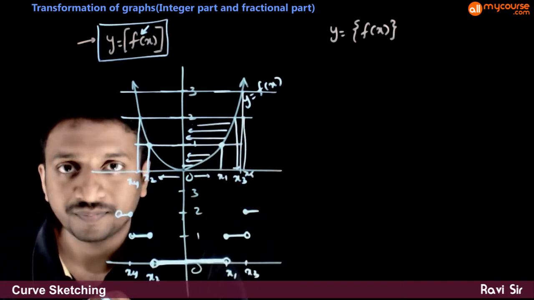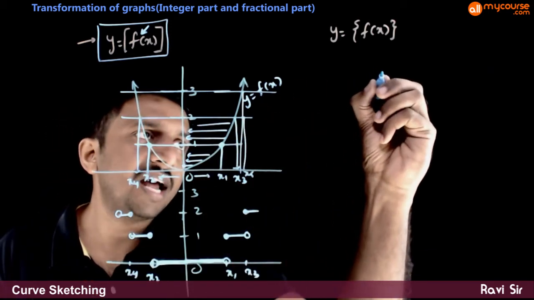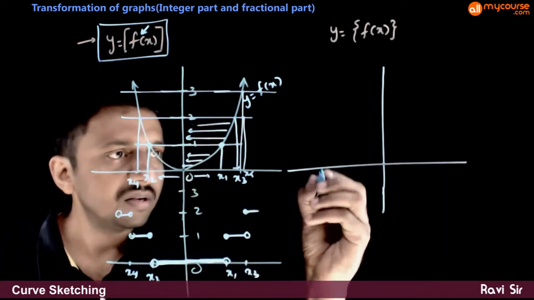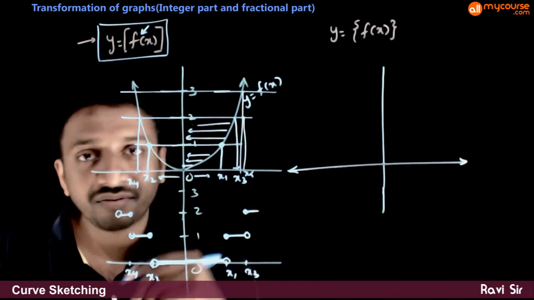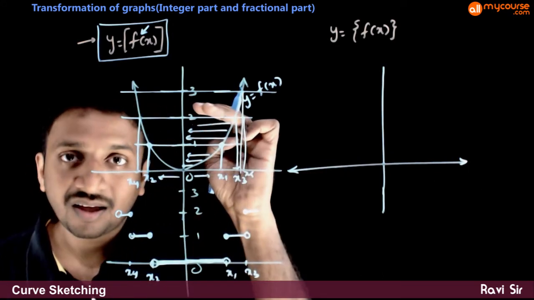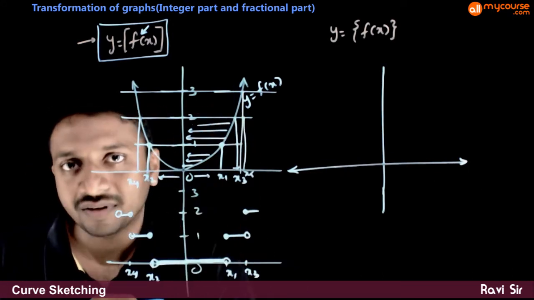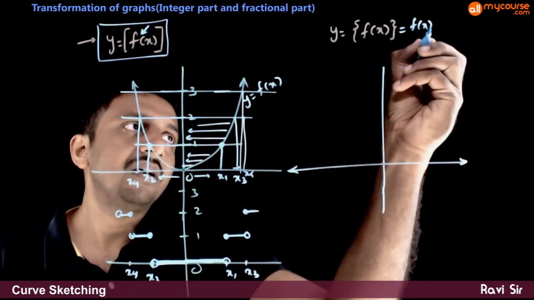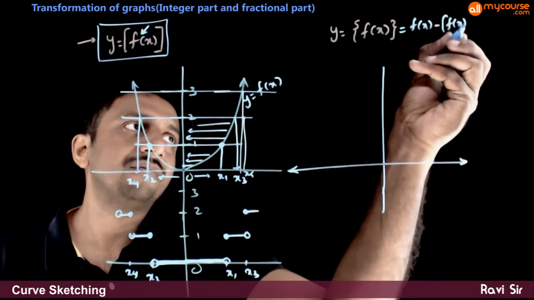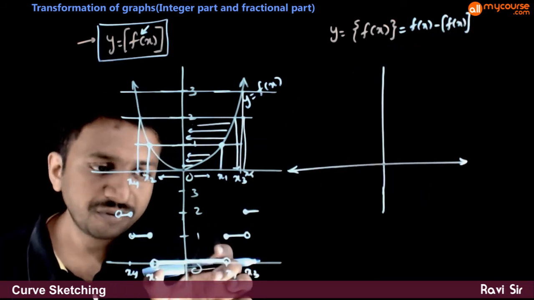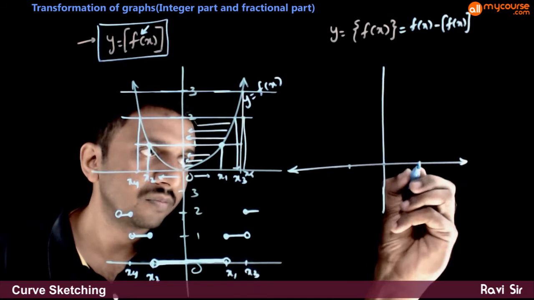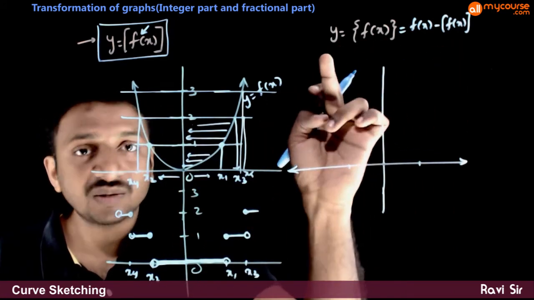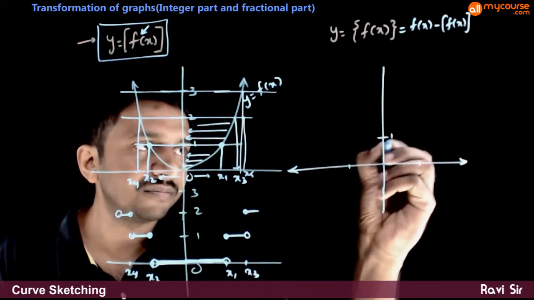Next, if you want to draw the graph of y is equal to fractional part of f of x. Fractional part of x is nothing but x minus integer part of x. So fractional part of f of x is nothing but f of x minus integer part of f of x. Now from x1 to x2, integer part of f of x is 0. Hence, the graph is y is equal to f of x. You have the same graph.